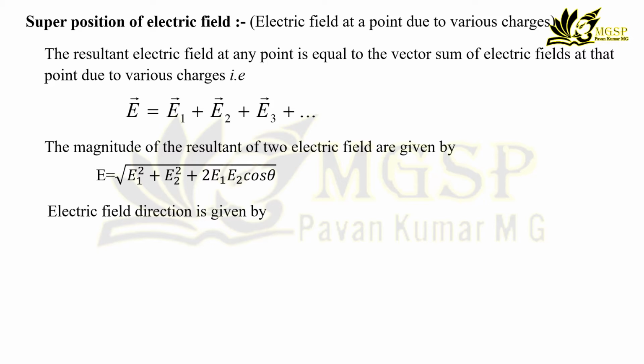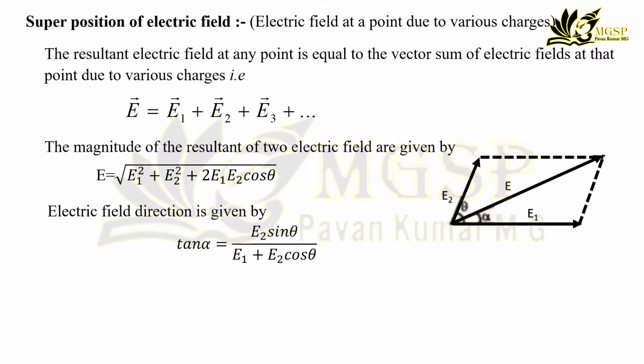The direction is given as follows. This is similar to the case of charge in the previous video; if you go back, you will get this. That is, with E2 in this direction and E1 in this direction, the net resultant will be in this direction. So the direction will be given by tan alpha is equal to E2 sin theta divided by E1 plus E2 cos theta. This derivation is not required. If you remember this formula, it will be very helpful in JEE, NEET and KCET related exams, and also in the board exams.